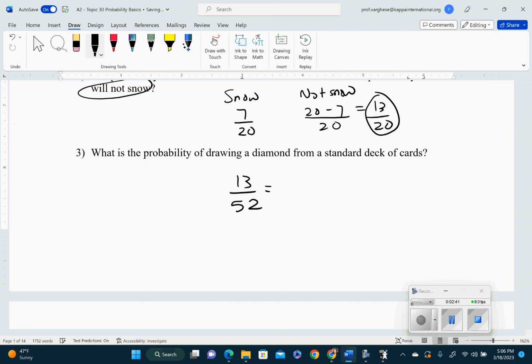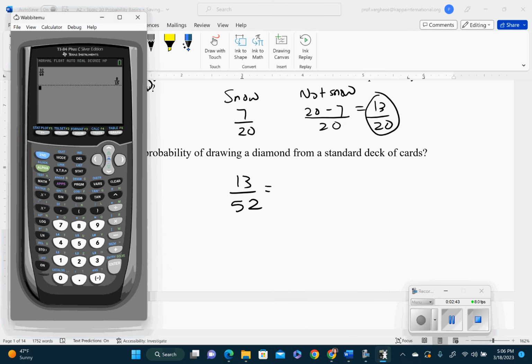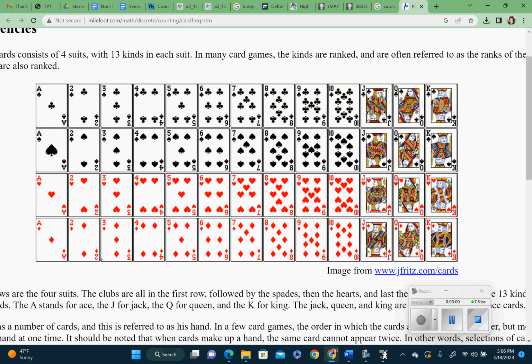Good. And if you reduce this, take your calculator, do your alpha y equals, and then we put 13 on top out of 52 on the bottom, and you're going to get 1/4, which makes complete sense because if you look at it, there's 1 diamond for every four cards. So 1 diamond out of 4, 1 out of 4. So 13 out of 52 reduces to 1/4. Good.